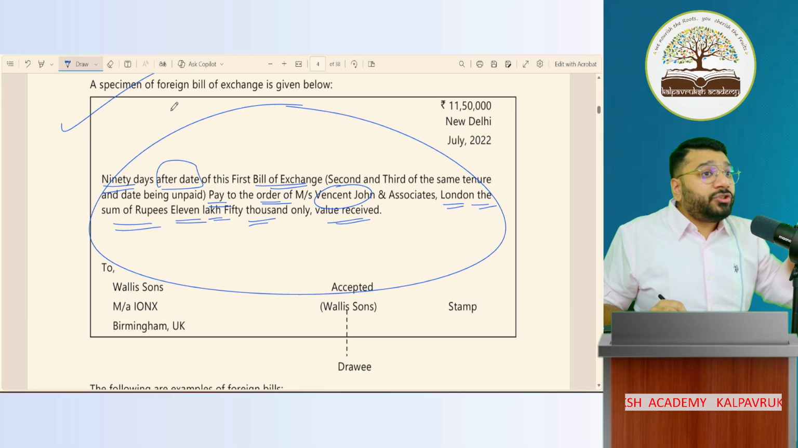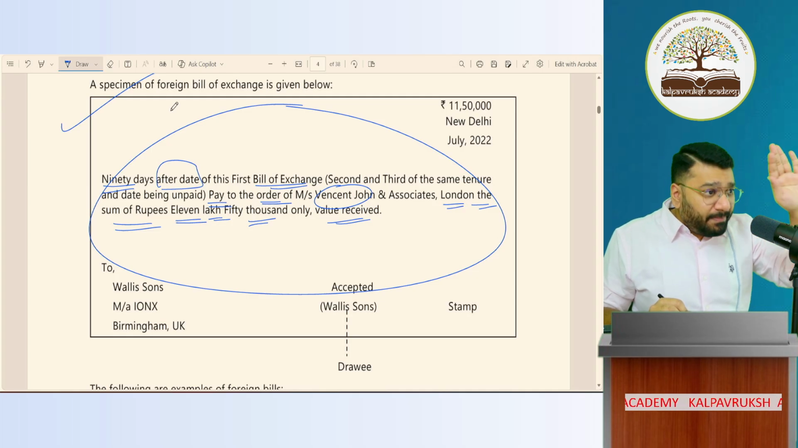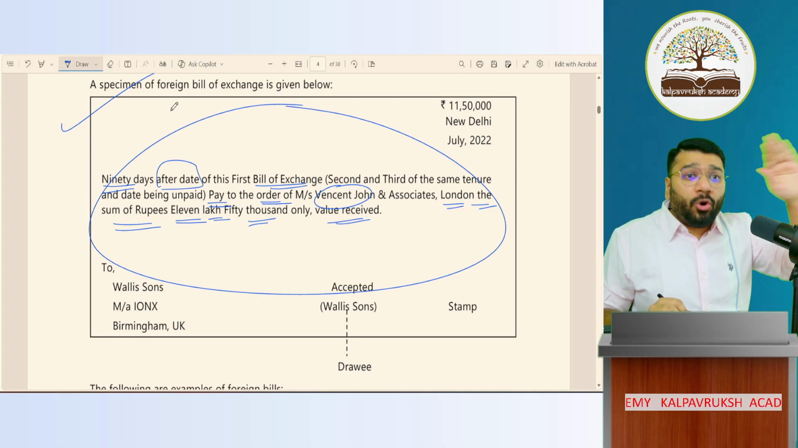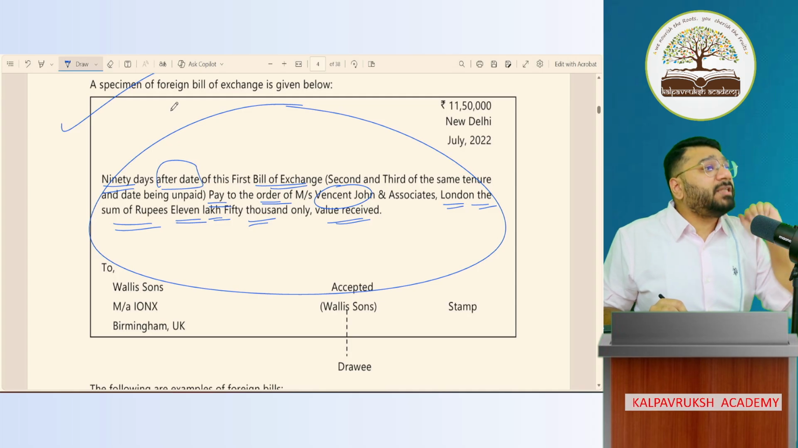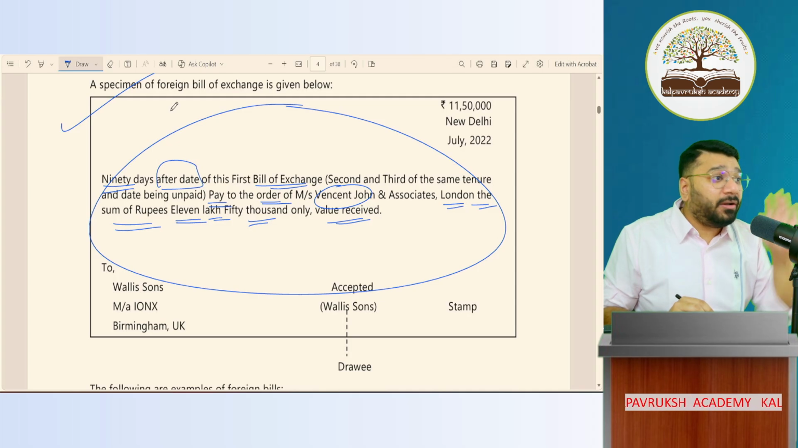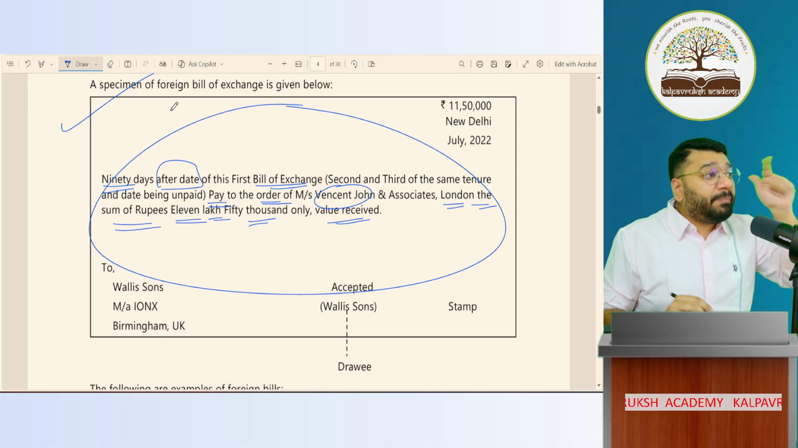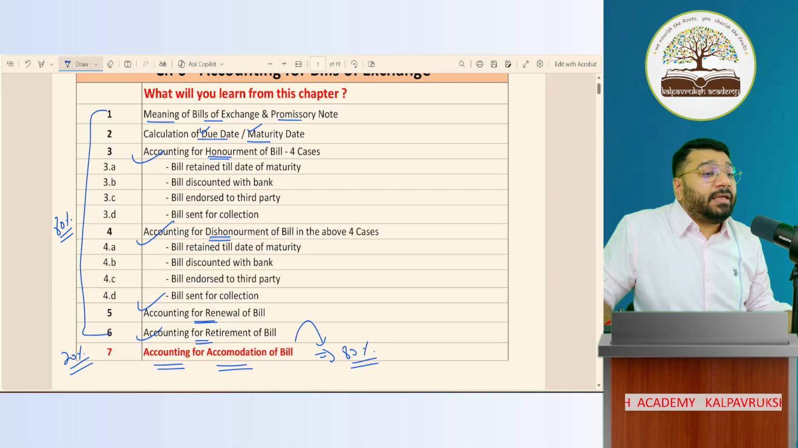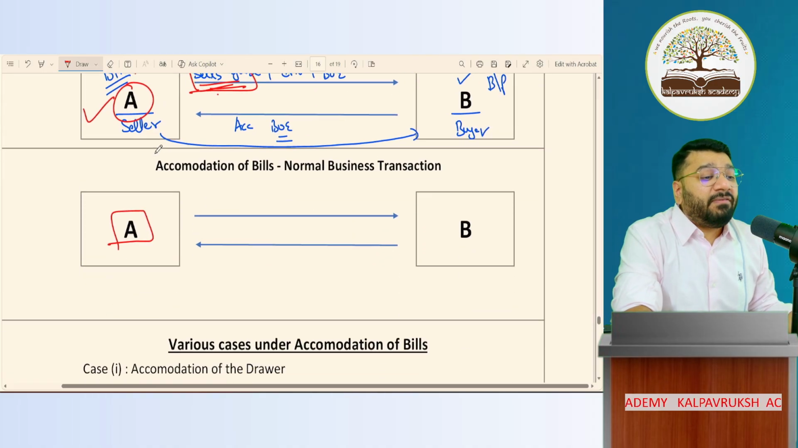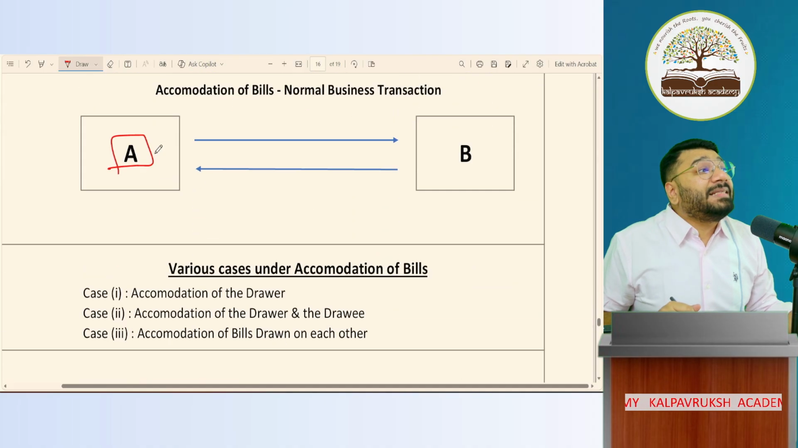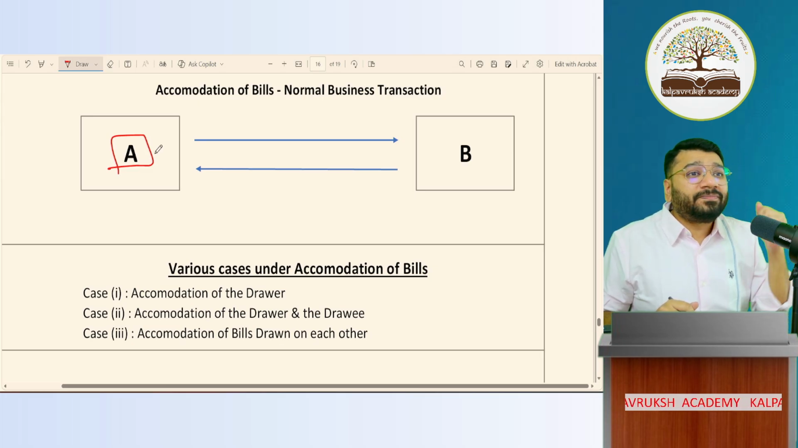Correct? So genuinely, whether the sale has happened or not, is the bank going and checking? Every time you discount the bill with the banker, is the banker checking whether the actual sale happened or not? No, the banker does not check. So people sensed one opportunity here. Whenever they wanted short-term financing for the business, they started using the bill of exchange as a tool.